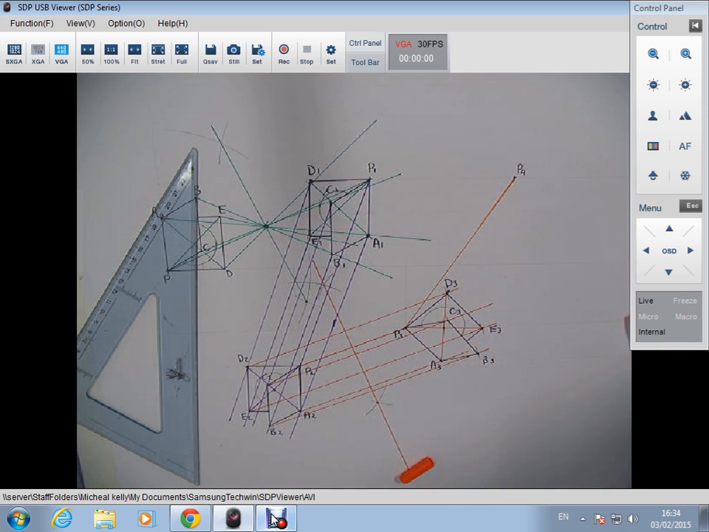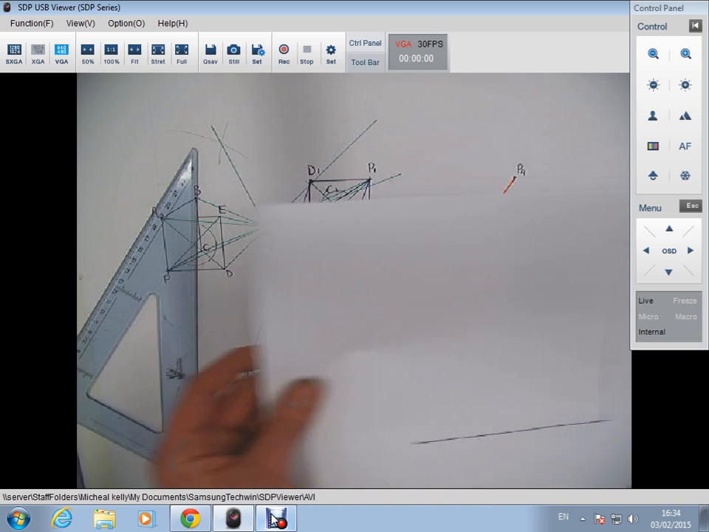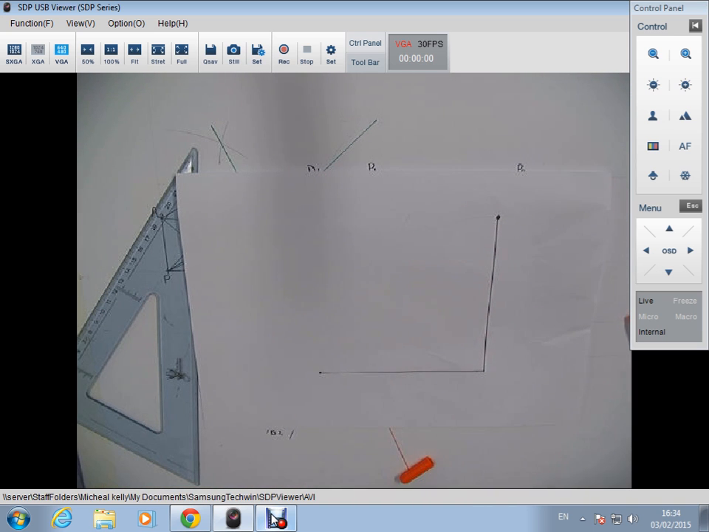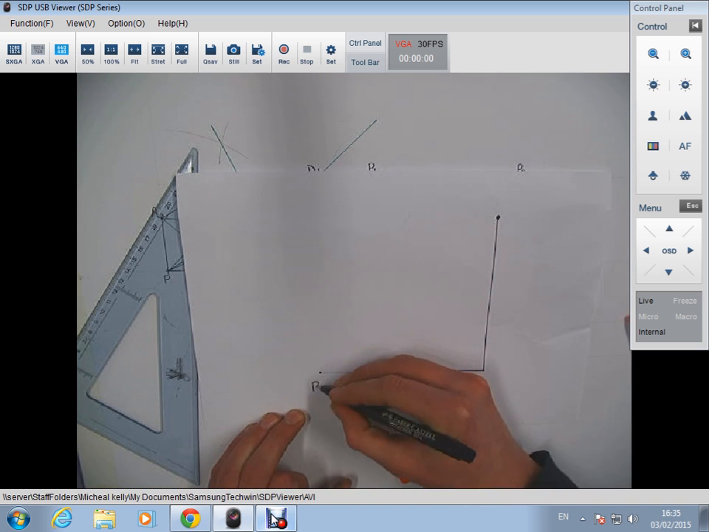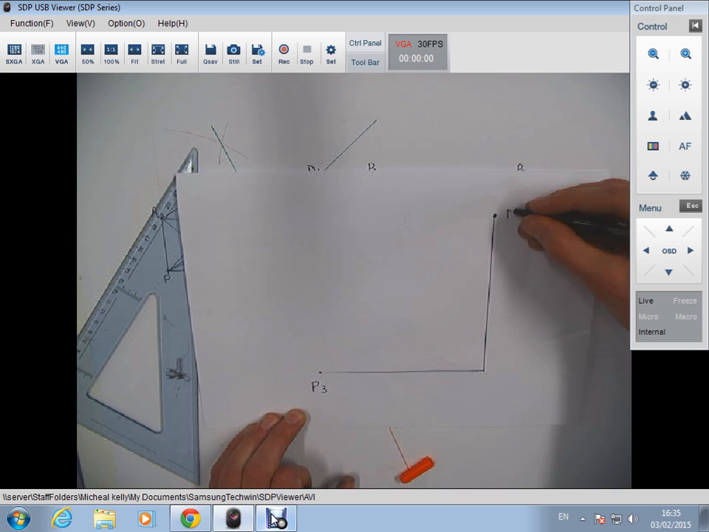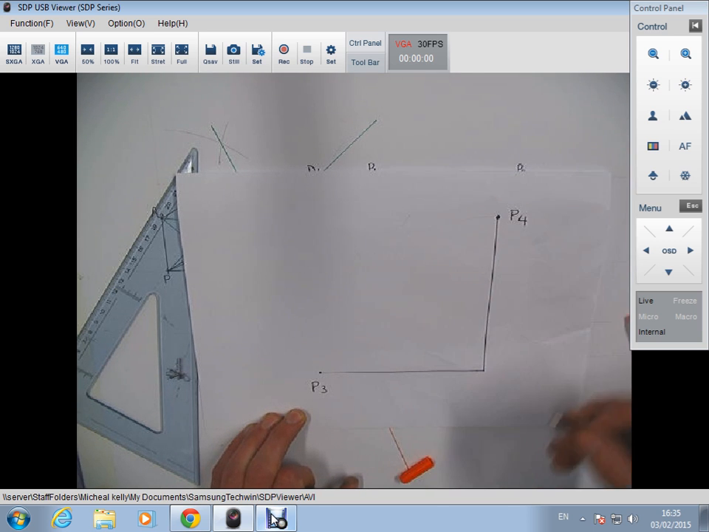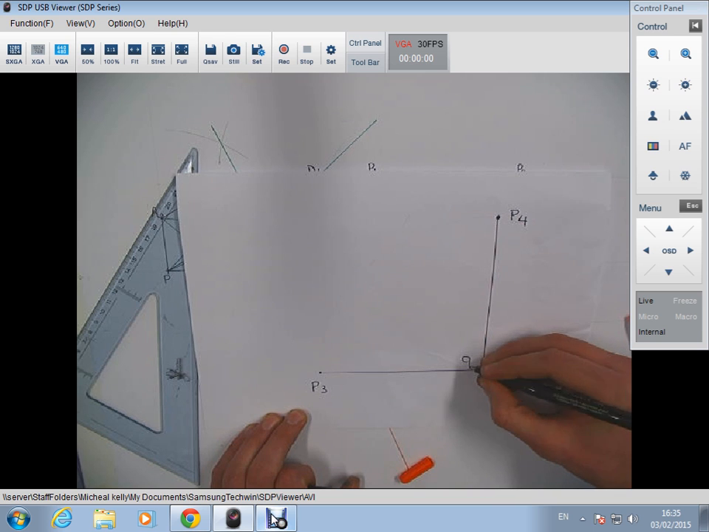Okay, so just having a look at our rotations a second. Given that, take this to be the point P3 and this to be the point P4. Okay, and I want it rotated through an angle of 90 degrees.